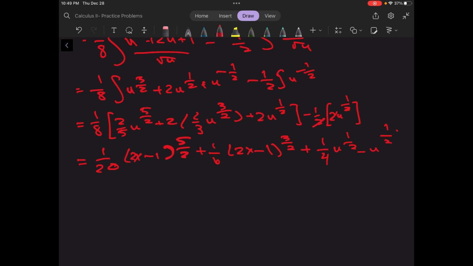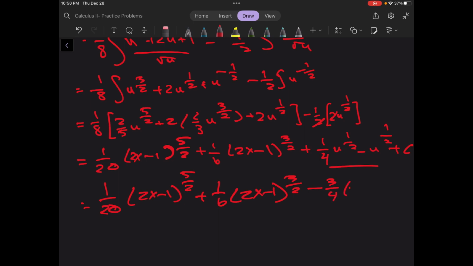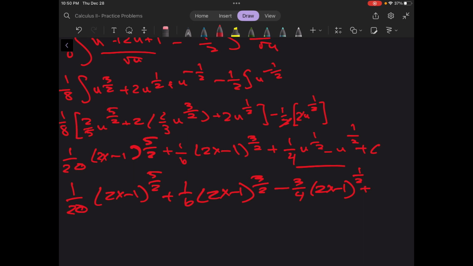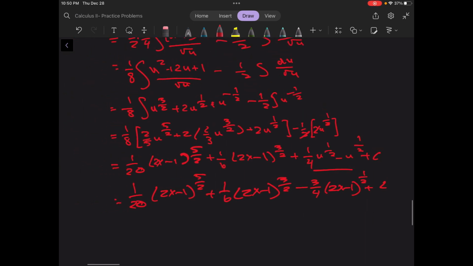So, of course, that's followed by a plus c. Let's just simplify out these last two and also plug back in the function of u. 1/20th, 2x minus 1 to the 5/2 plus 1/6, 2x minus 1 to the 3/2. 1/4 minus 1 is negative 3/4. Plug back in the function of u, 2x minus 1 to the 1/2 power plus c. That is the final answer.